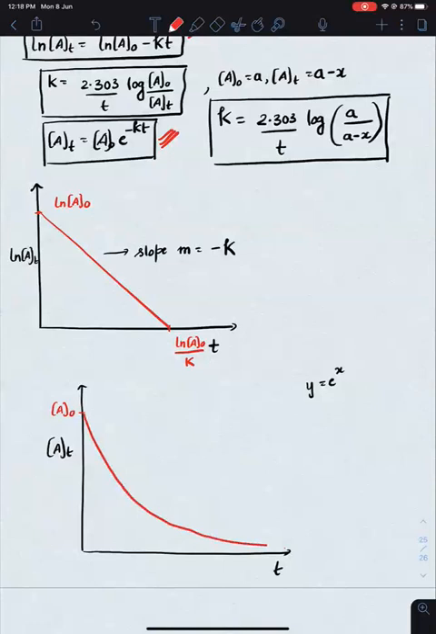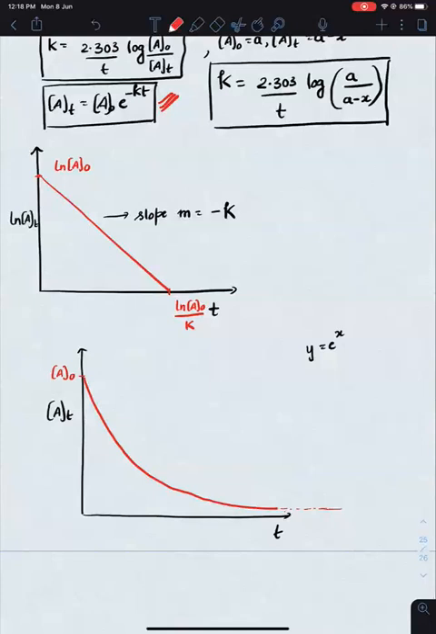The graph looks something like this. It will be joining the x axis at infinite. Okay, it will be touching the x axis at infinite value of time. This particular graph is called the graph for exponential decay. Clear है? This is the graph for y equal to e power x. Okay.